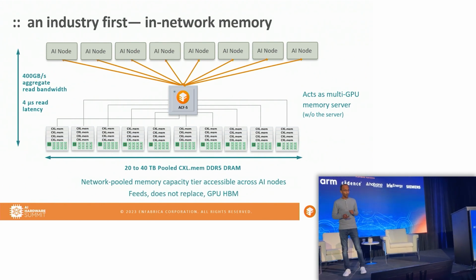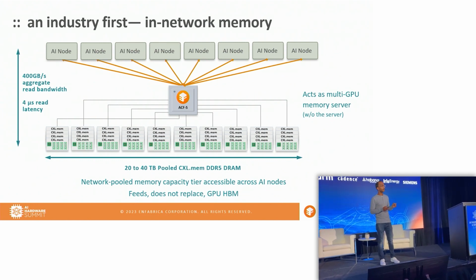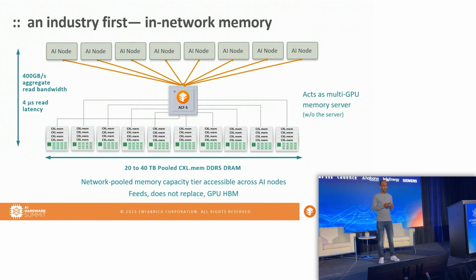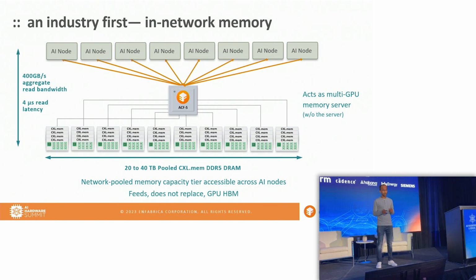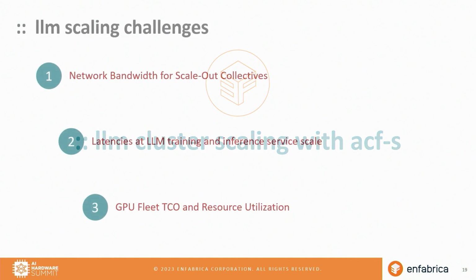So the idea here is network pooled memory capacity tiers that are accessible across all AI nodes can provide some significant application advantages. And this feeds, but does not actually replace, it complements HBM memory in the GPUs. So now let's talk about how. I'll give you 3 examples of how the attributes of the ACFS deliver better scaling properties for LLM AI clusters.